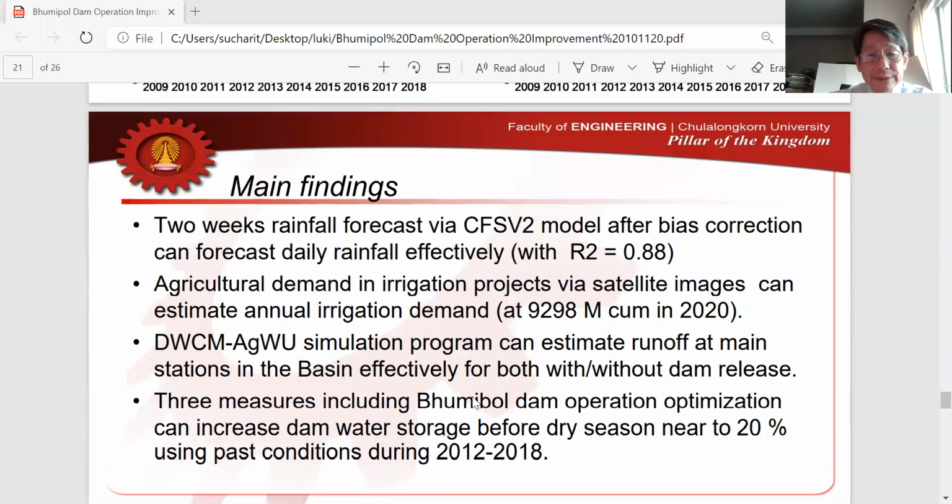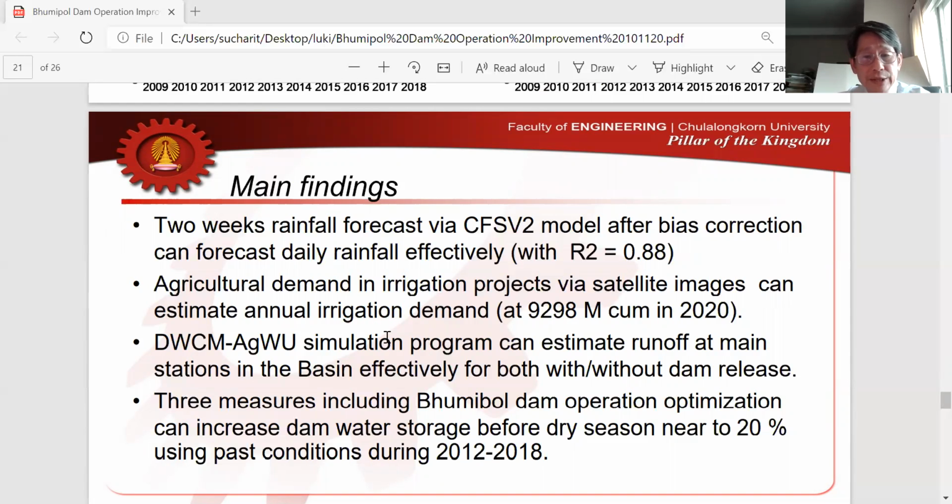So our findings from this system development: with the 2-week dam operation, rainfall forecast via the CFS-CF2 model after bias correction can forecast daily rainfall for the next 2 weeks with very good effectiveness. R-squared is about 0.88. Agricultural demand in irrigation projects with satellite images can be used to estimate annual irrigation demand more exactly. You can see that in 2020, the demand is reduced to 9,000 million cubic meters, while the former estimate was about 10,000 million. So this is a difference when you use satellite and good image processing.